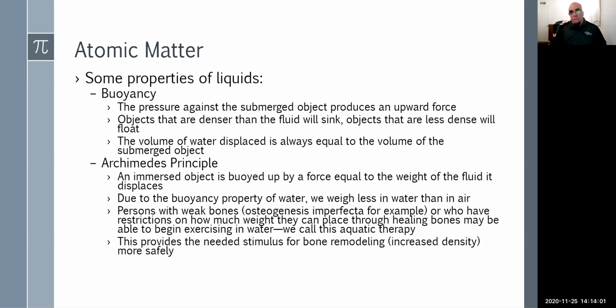People with weak bones, osteogenesis imperfecta, which is brittle bone disease, or who have restrictions on how much weight they can bear, can weight bear in the water. Why is that? Because that buoyancy helps lift them up in the water. It takes weight bearing off those lower joints and can reduce the weights quite a bit.